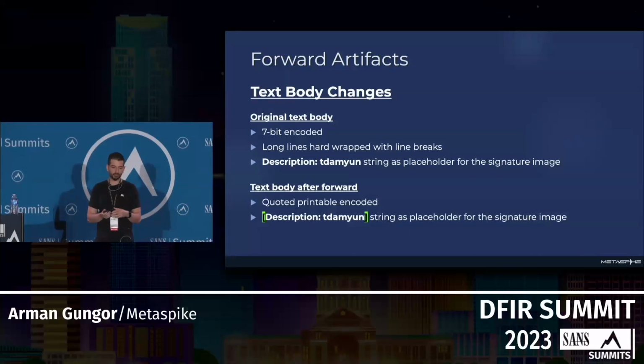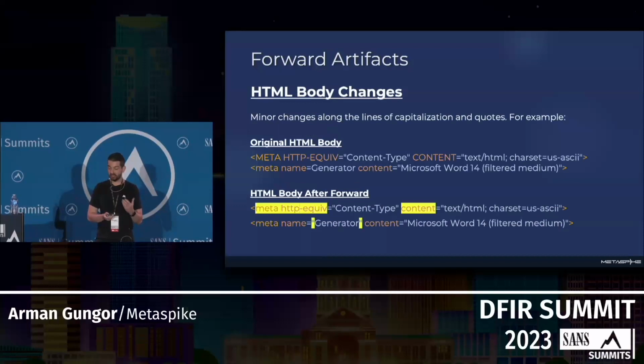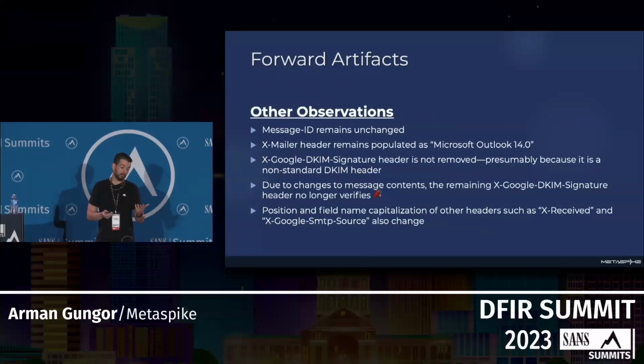Overall, as far as the body goes, there are a few changes. The encoding of the body has changed, and there was a placeholder text that's a description now that has square brackets around it. So not a huge change there. And HTML body changes are also fairly manageable. There's some lowercasing happening and some additional quotes and stuff, but the HTML body remains mostly the same. And as far as other observations go, again, similar situation. The X-Google-DKIM-Signature remains, but it doesn't verify. There are position changes. The X-Mailer header remains the same, and the Message-ID header remains unchanged.